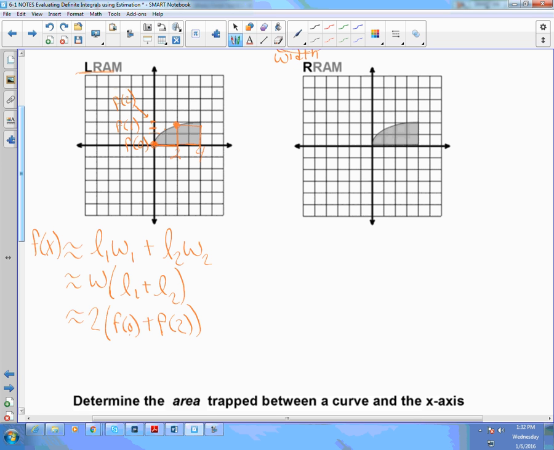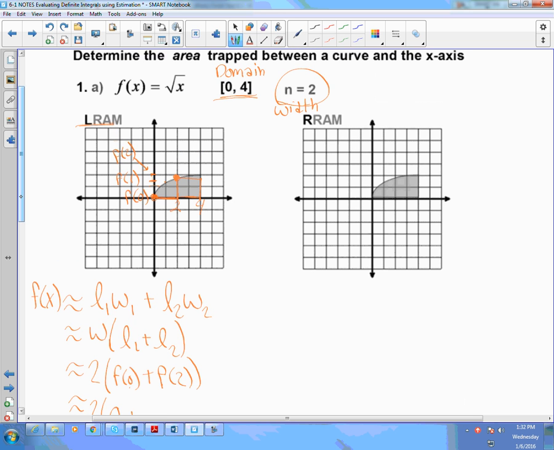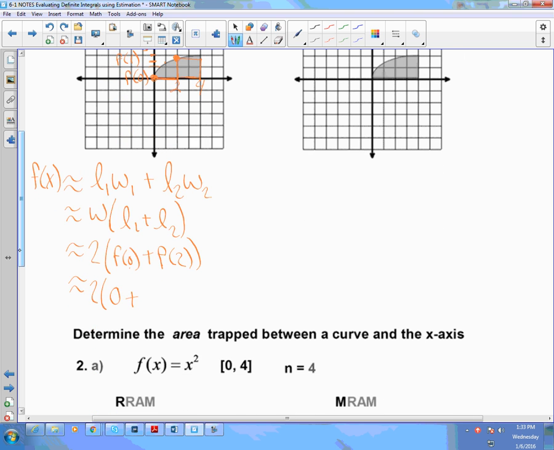Okay, so we can actually calculate this. We know f of 0 is 0. That's nice and easy. How do we calculate f of 2? What does f represent? What does it represent, Christine? Square root of x, the function. So f of 2 is what? Square root of 2.